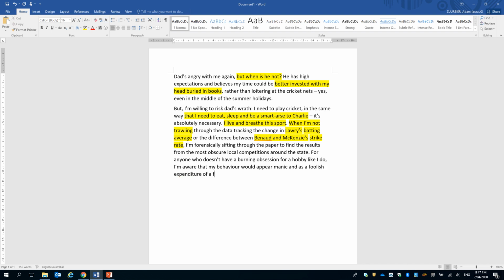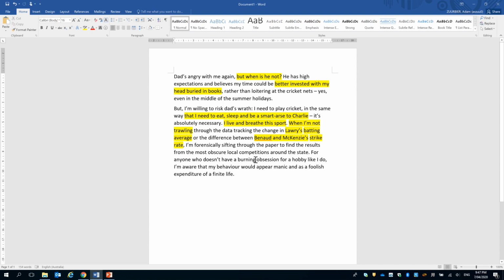"For anyone who doesn't have a burning obsession for a hobby like I do, I'm aware that my behaviour would appear manic and as a foolish expenditure of a finite life." So he's talked about how much he lives and breathes cricket and how much of his time it takes up. Then he says, for anyone who doesn't have a burning obsession for a hobby like I do, so he has a real strong obsession with cricket. I'm aware that my behaviour would appear manic and as a foolish expenditure of a finite life. So he's smart. He has a very wide vocabulary, and he also has a very clever ability to string words together. And because of that, his patterns of language use need to reflect it in this monologue.